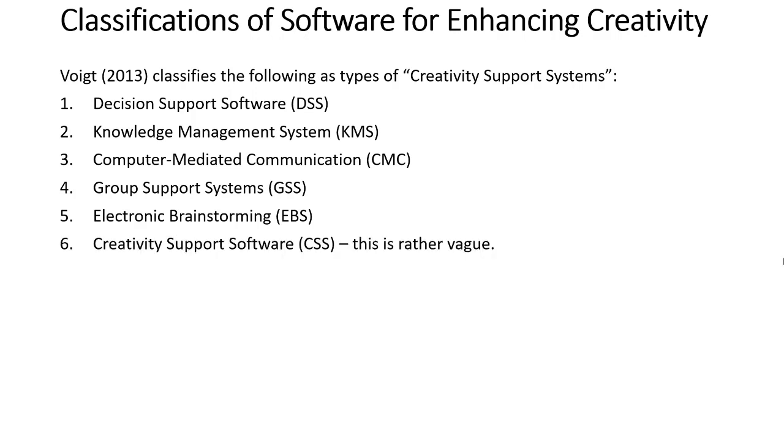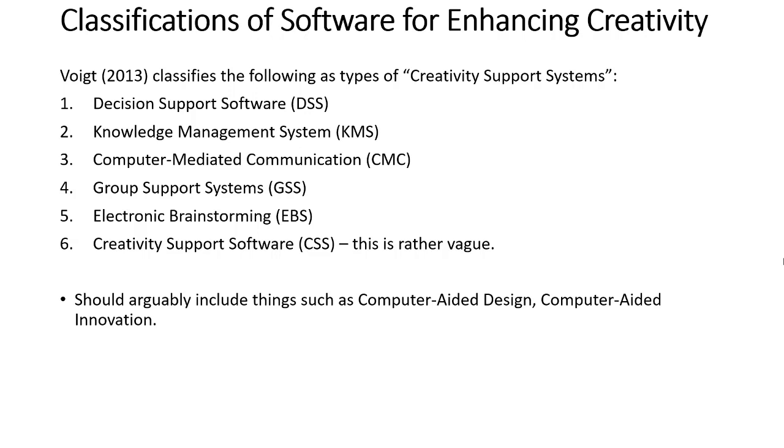The last classification which appears in this list is creativity support software. However, I think that this one is a little bit vague and is not necessarily that well explained in the research paper, and it may actually be synonymous with creativity support systems, which we'll explain in the next slide. So when we consider these 6 classifications, you may actually argue that there are some things which are missing, and I would potentially agree. So 2 things which could arguably be put into this list are certain types of computer-aided design and certain types of computer-aided innovation software.